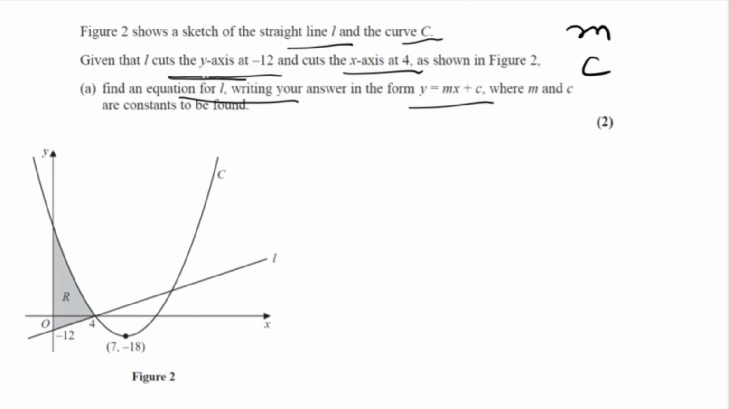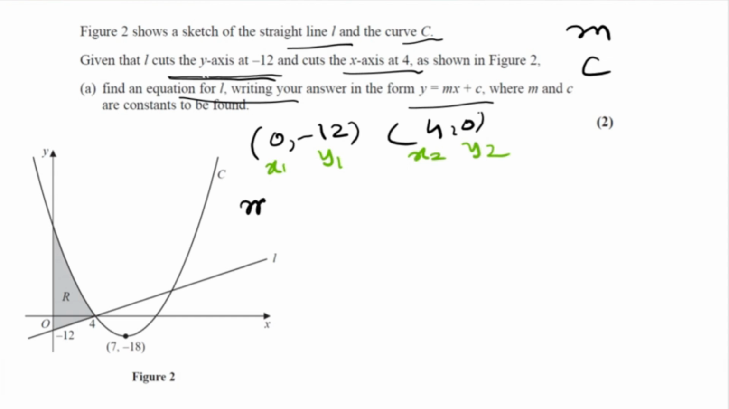So here is the hint about the coordinates. The line cuts the y-axis at minus 12. When they cut the y-axis, that means the x coordinate is 0. So (0, -12) is one coordinate. And another coordinate is (4, 0), because they intersect the x-axis at 4. Now label x1, y1, x2, y2.